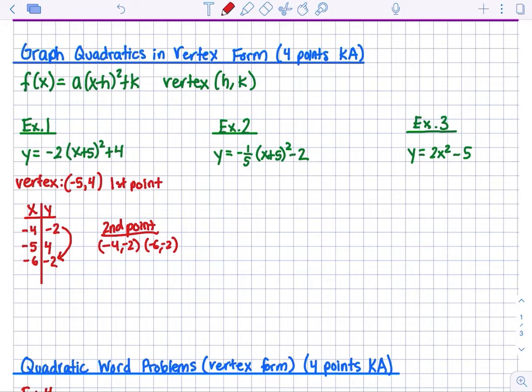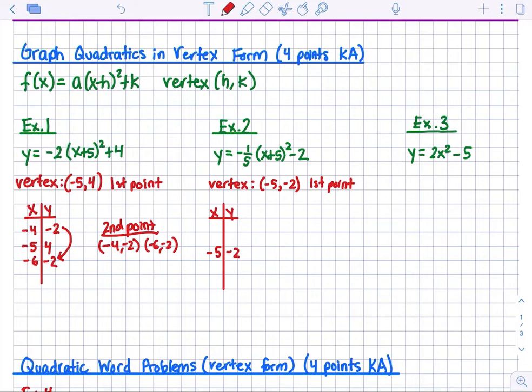Alright, let's do example 2. In example 2, you have the vertex, which is going to be (-5, -2), and this is going to be your first point. And now you make an XY table to find our second point. So put your axis of symmetry in the middle.